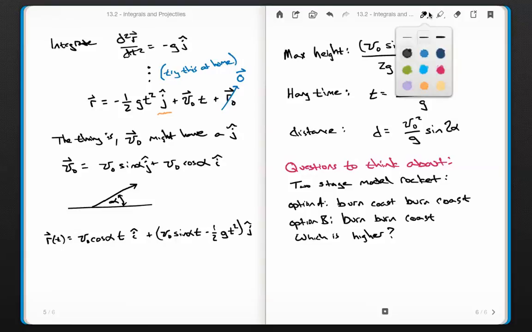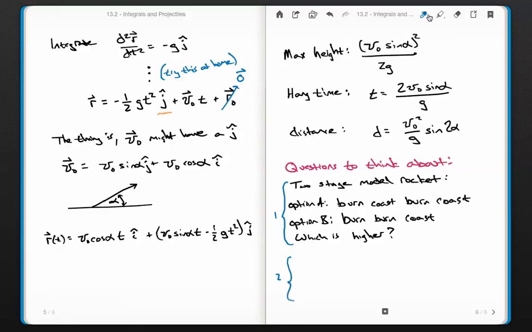All right, so this is kind of important question 1. And then important question 2 is, what angle will give us the greatest horizontal distance? Right, so that's something to think about too.